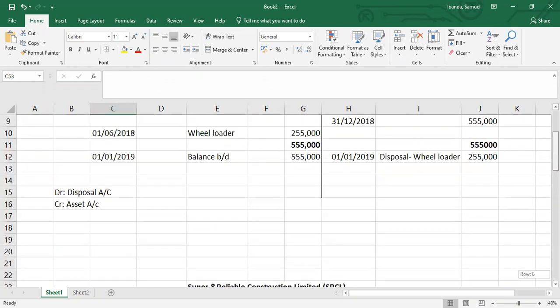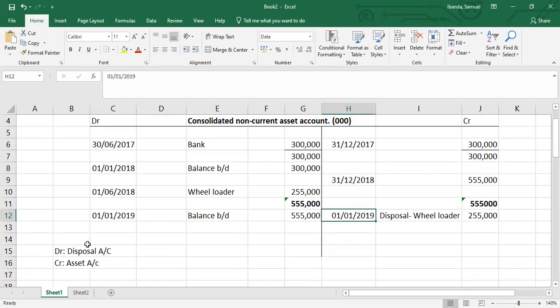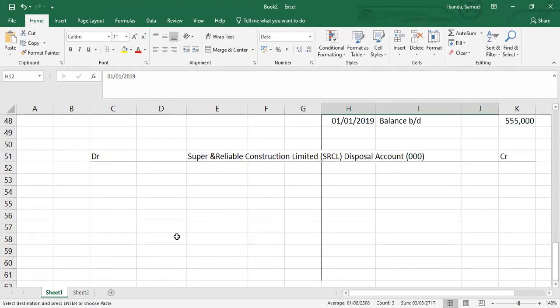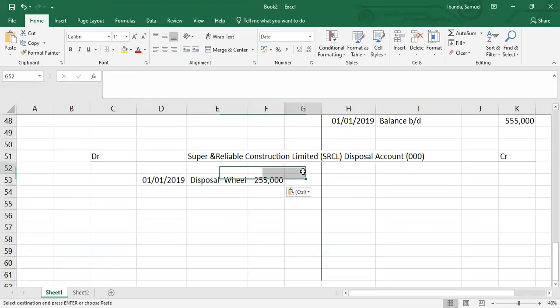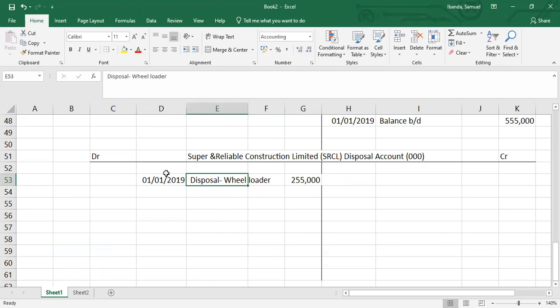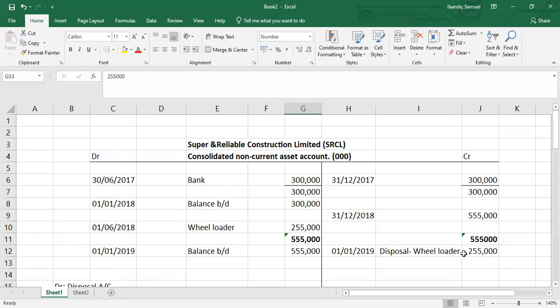So as I did credit it here, I'll come and debit it here. On first, I'll just call this wheel loader since it's within the disposal account. So on 1st January 2019, our wheel loader has been transferred to the disposal account. Okay. So in this account, this wheel loader no longer exists. So we've written it off.